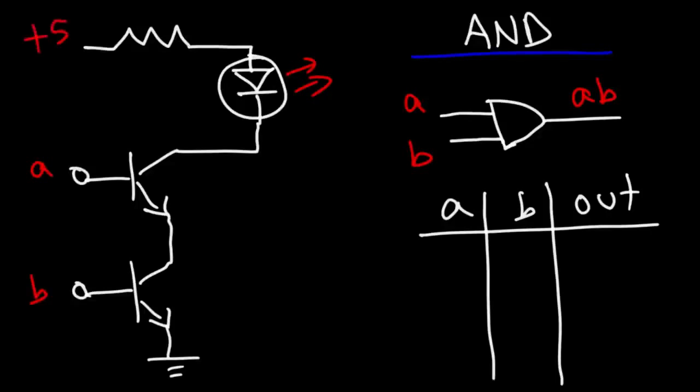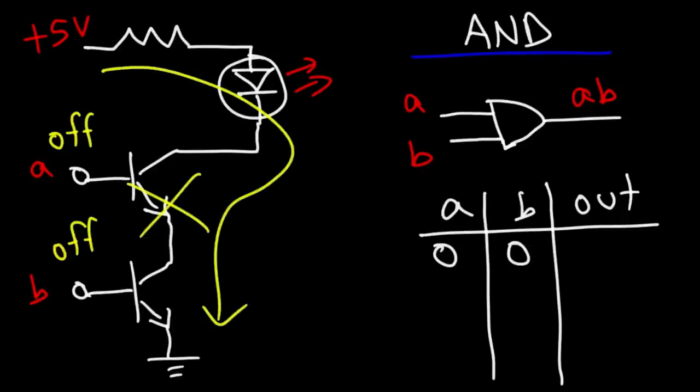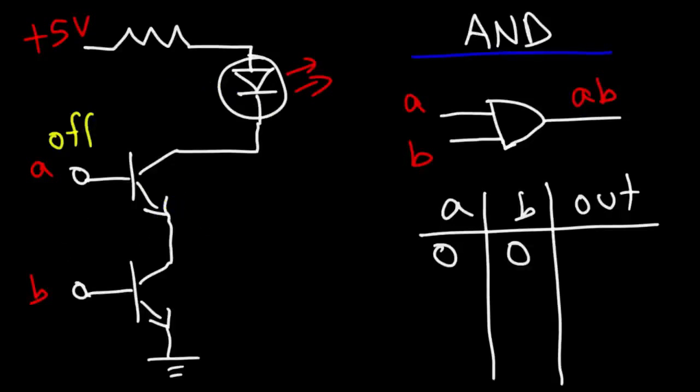And let's connect it to a voltage source. So what happens if input A and B are in an off state? Will the LED be on or off? In this case, both transistors will be off. So no current can flow from the positive 5 voltage source to the ground. So therefore the output will be a 0 because the LED is off.